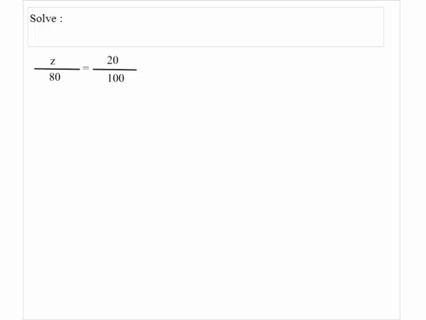Solve for z. In this case, we have a proportion, and we have a over b is equal to c over d. We can cross multiply these. A times d is equal to c times b. So in this case, we have z times 100, which is 100z, is equal to 20 times 80.